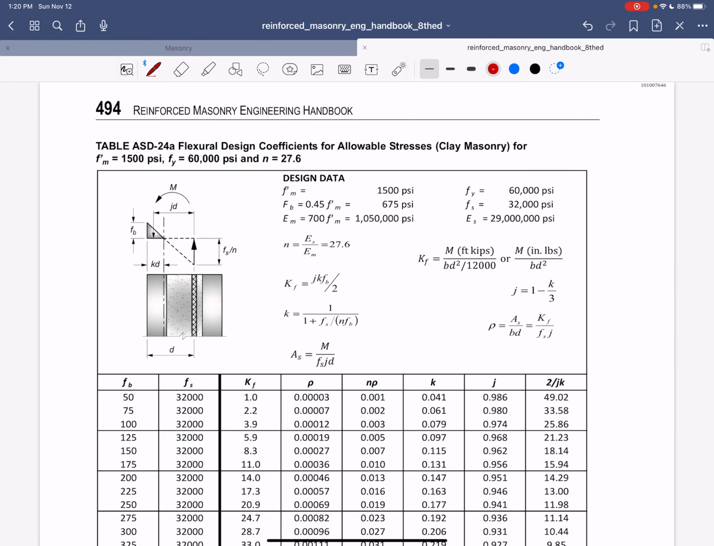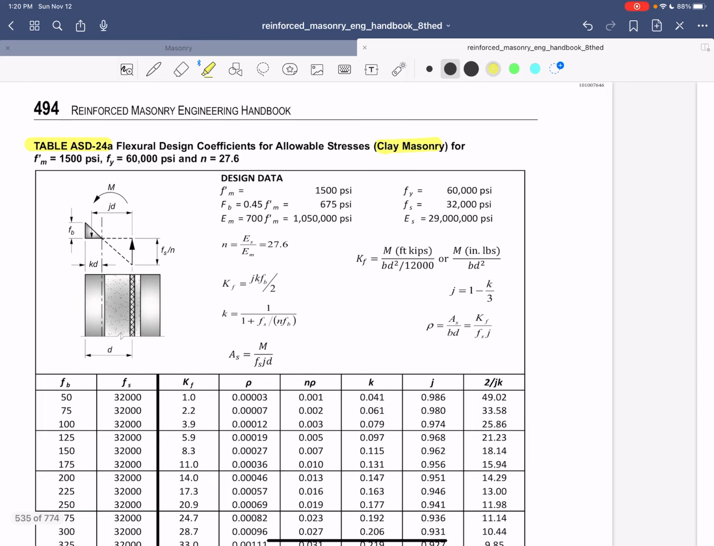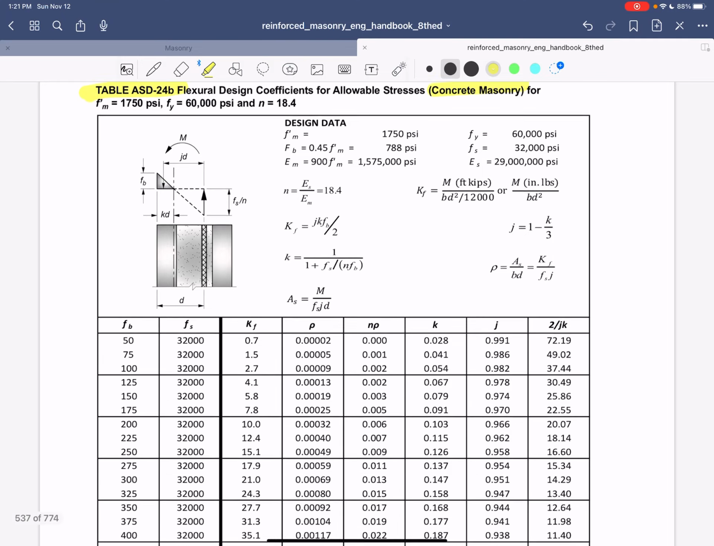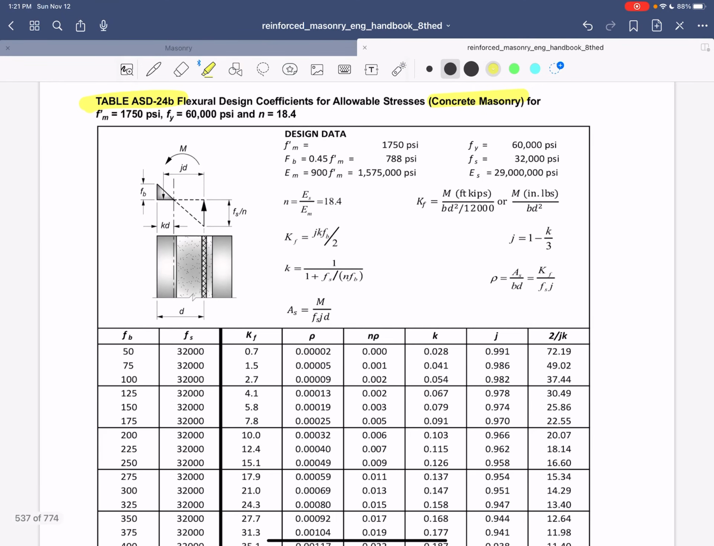Let's look at these. If it starts with 24 here, you've got to be a little careful because this is clay masonry. So the 24As are clay, 24Bs are concrete masonry. So this is the one I actually want: flexural design coefficients for allowable stresses. They just took all the work out of this for us, basically. So here's the one for 1750.